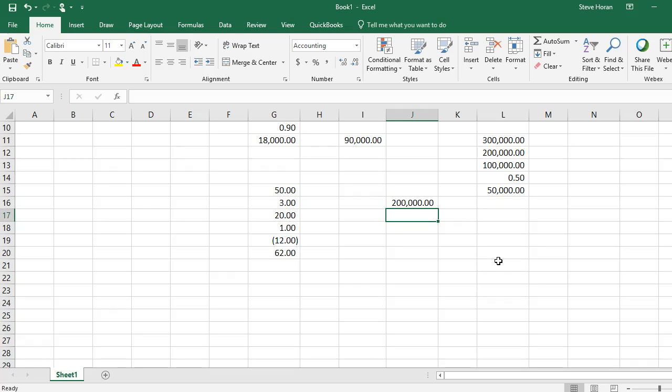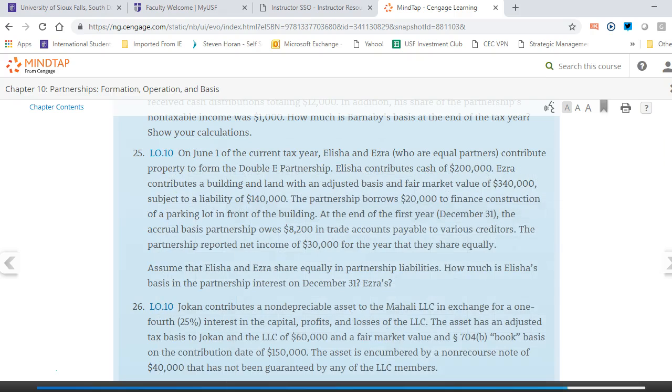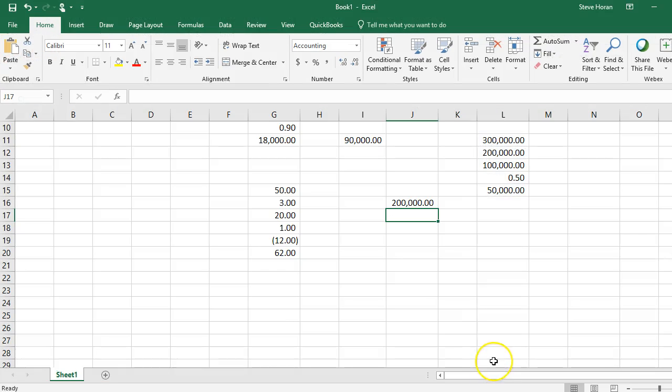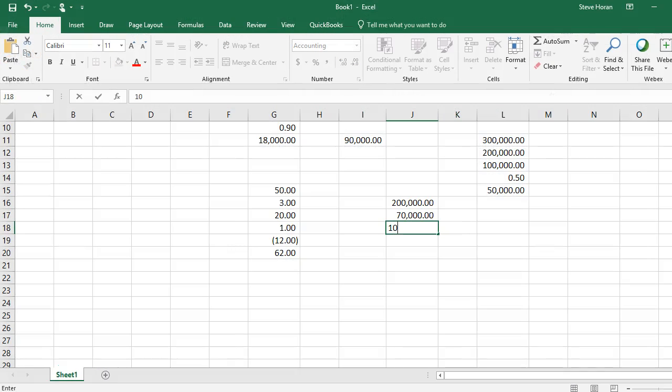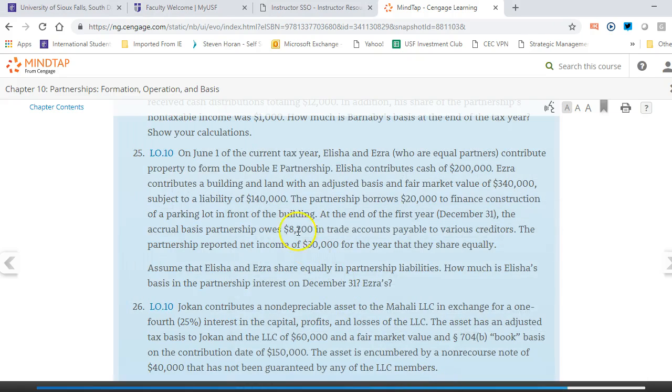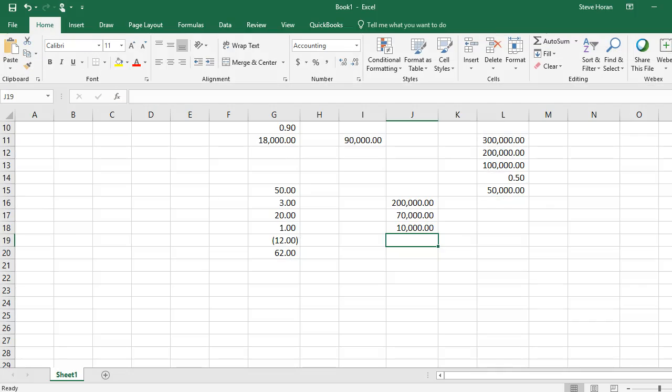Then it's increased by a $70,000 share of liability in the contributed land. So remember that Ezra contributed land that had a liability of 140. So half of that goes to Alicia. The construction debt, remember the property, the parking lot, I should say. So they borrowed 20 grand to finance a parking lot. That's half of that. And then the accounts payable debt is 8,200. Half of that is 4,100.